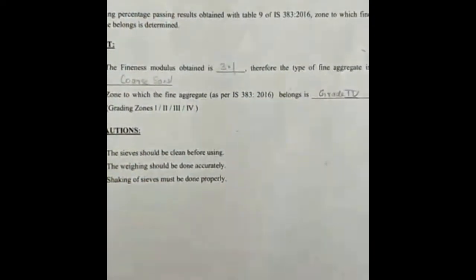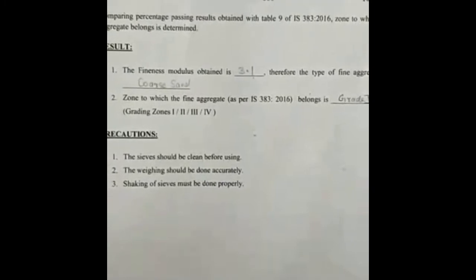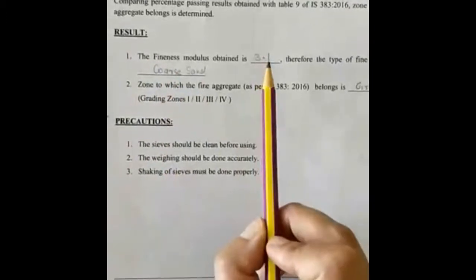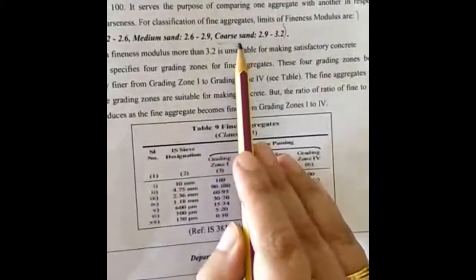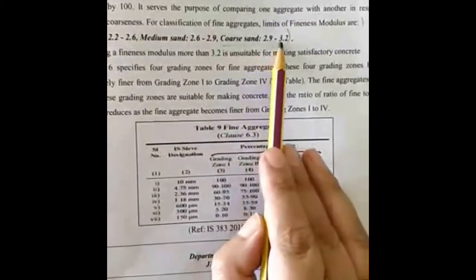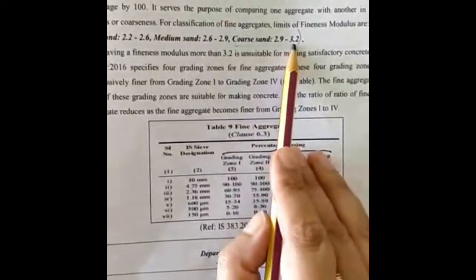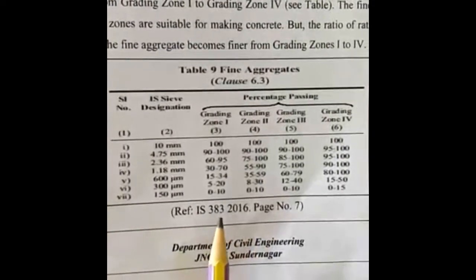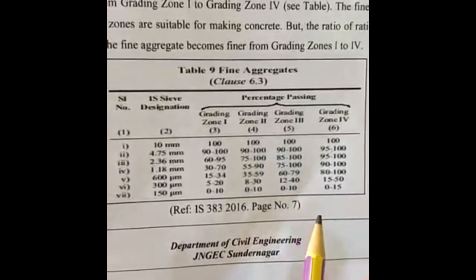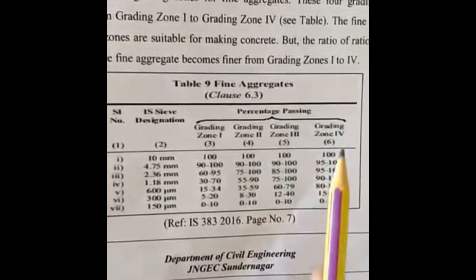Fineness modulus is an empirical factor obtained by adding the cumulative percentage of aggregate retained on each sieve and dividing this sum by the arbitrary number 100. So in this test we achieve a fineness modulus value of 3.1. From the result obtained we can see the type is coarse sand, whose fineness modulus lies from 2.9 to 3.2, as we have attained the result 3.1, which lies between 2.9 and 3.2. According to IS 383-2016, the grading zone we achieved is zone 4.